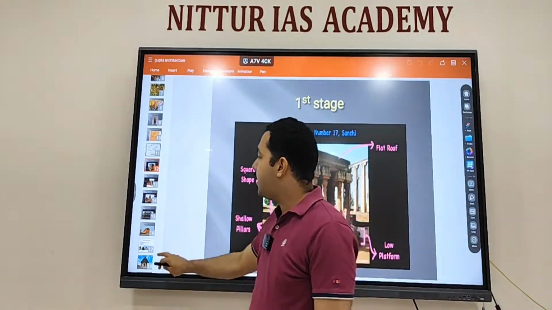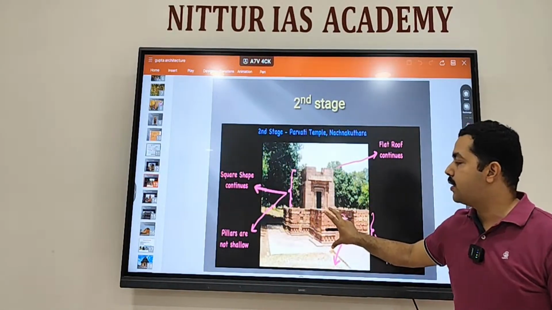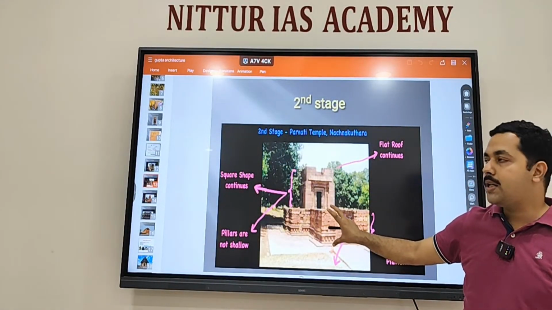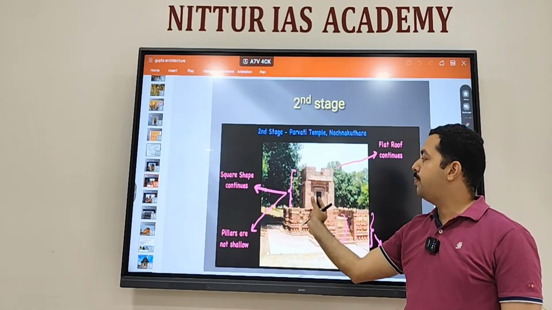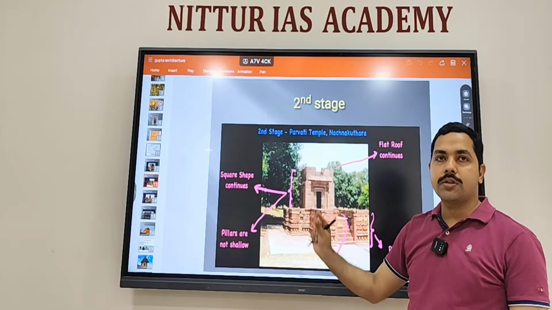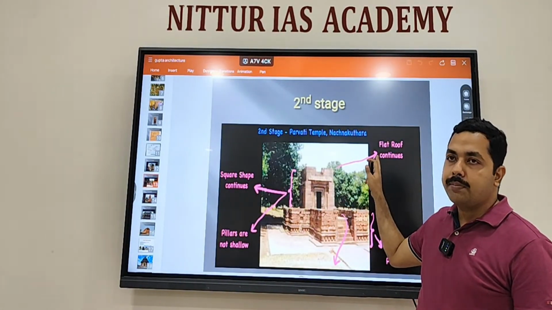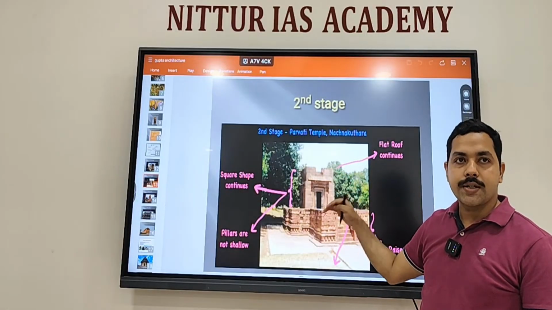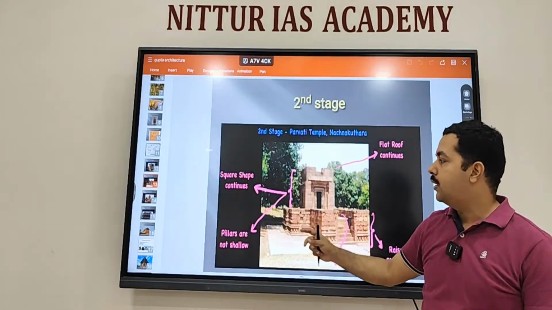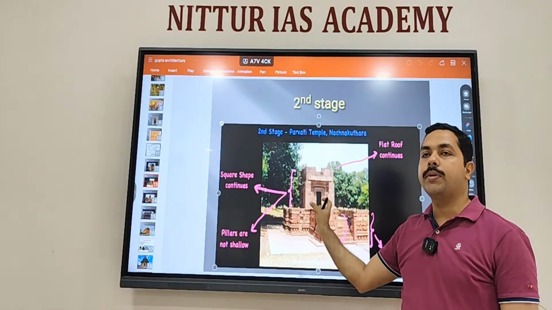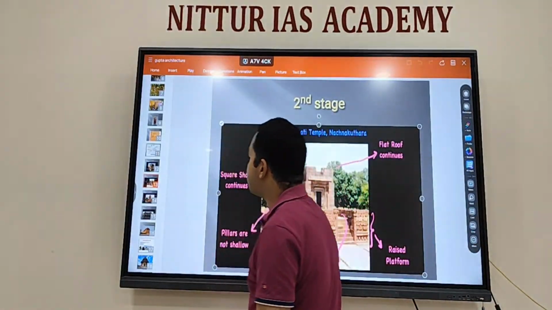Now in the second stage, temples are created on a raised platform. Pillars are no longer shallow; they became broader. Square shape is continuing, flat roof is continuing. So the change is the raised platform and the pillars becoming bigger, not shallow in nature.